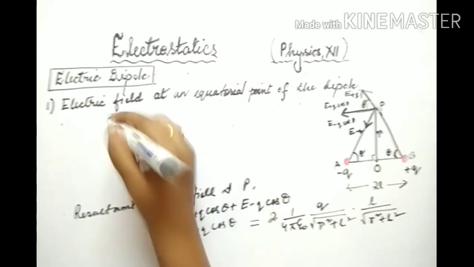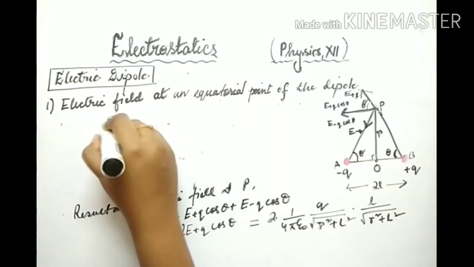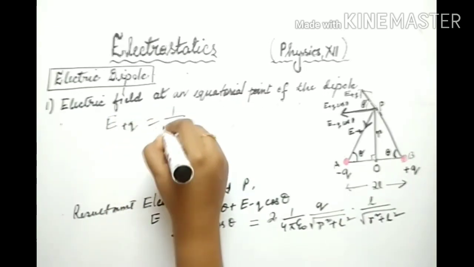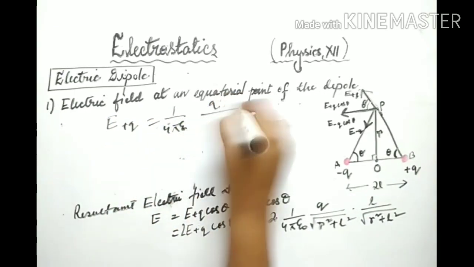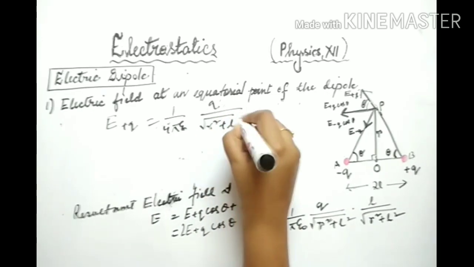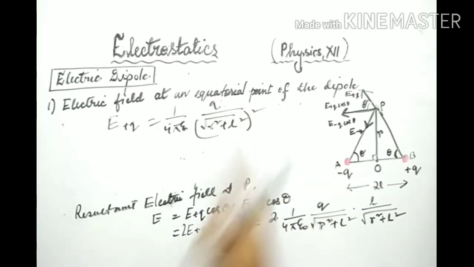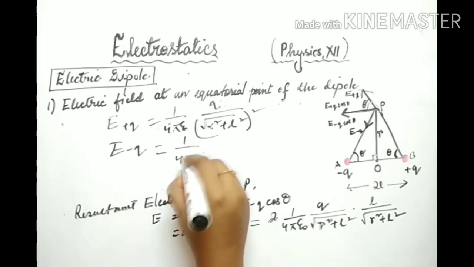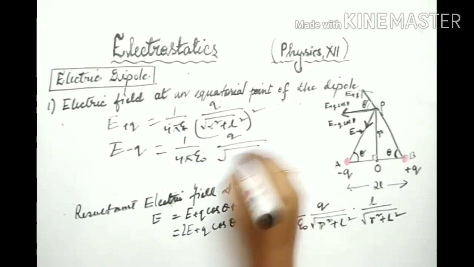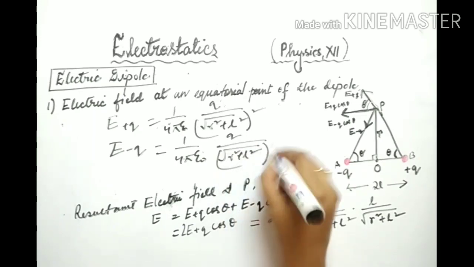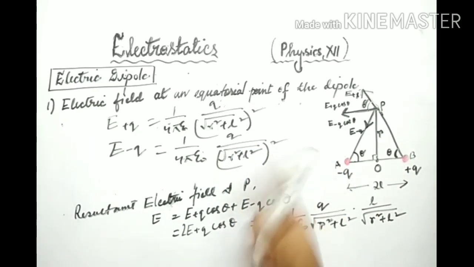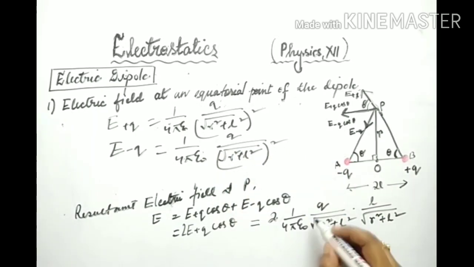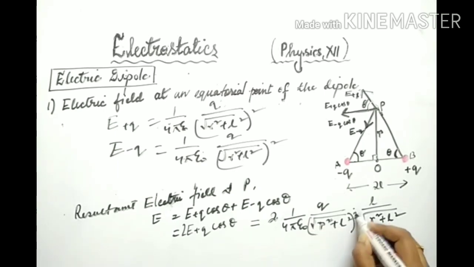Again I forgot to put the square, so be careful. We had this plus q, 1 by 4 pi epsilon naught q by root over r square plus L square. It was square, okay, put a square. And again E minus q also 1 by 4 pi epsilon naught q by root over r square plus L square. Square, don't forget to put the square. Okay, so here also we will have one square.